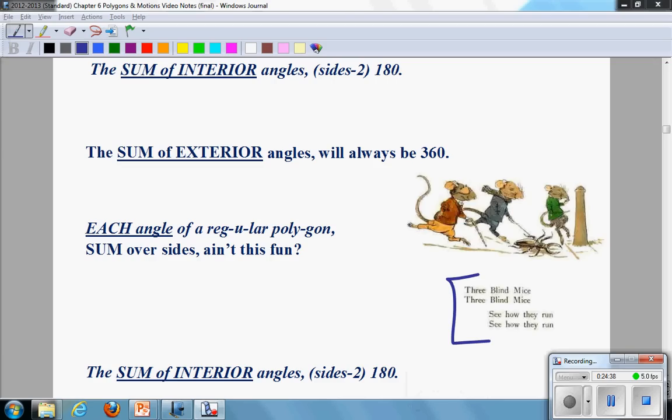The sum of interior angles, sides minus 2 times 180. The sum of exterior angles will always be 360. Each angle of a regular polygon, sum over sides, ain't this fun. The sum of interior angles, sides minus 2 times 180.